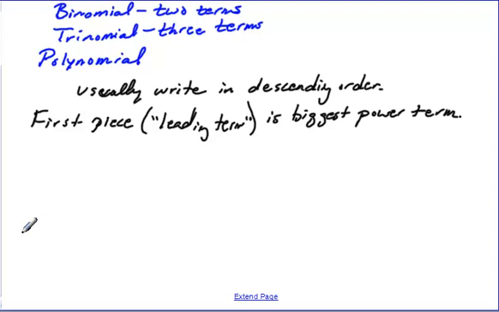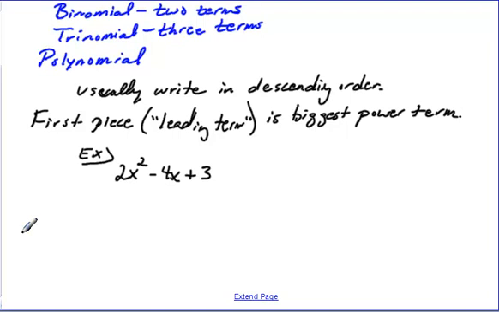So, for example, if I wanted to write for you a trinomial, I could say 2x squared minus 4x plus 3. That's an example of a trinomial, which is a type of polynomial. It has 3 pieces, 3 terms. Do you guys see that? 3 chunks. The 2x squared is the first piece, the minus 4x is the next piece, and the 3 is the last piece.